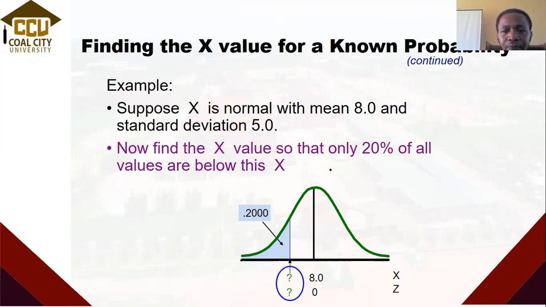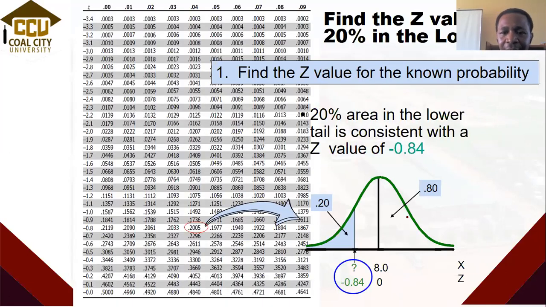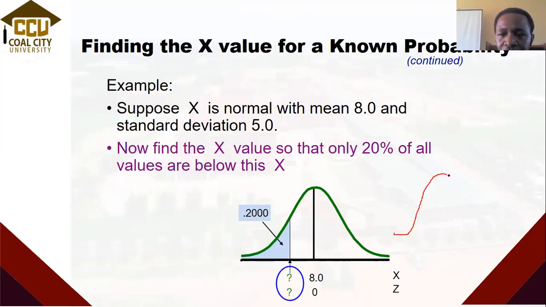It's still the same pattern. You simply draw your normal distribution curve, and the highest point here is what makes up your mean. In this case, you're told your mean is 8.0.